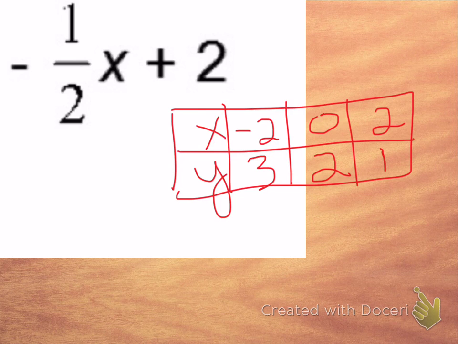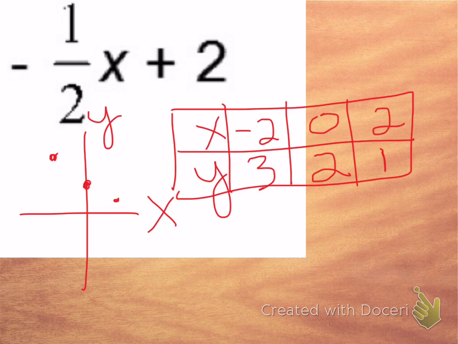So there are my points, and once again you would graph on the coordinate plane, -2, 3, 0, I don't go anywhere right or left, I go up to 2, and then 2, 1. So right 2, up 1. So you could see my line.